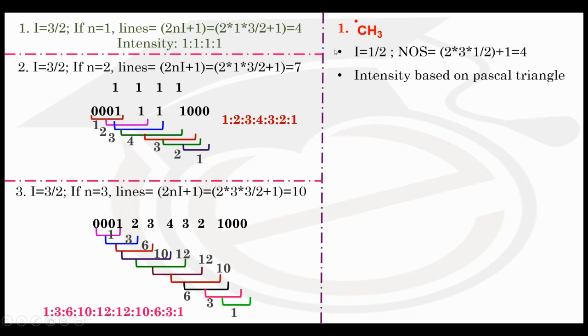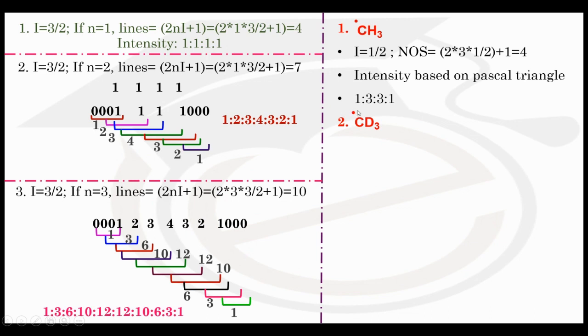Now we can find out the intensity ratio. Here I value is 1 by 2, that means the intensity is based on Pascal triangle. When the number of signals is 4, the ratio will be 1 is to 3 is to 3 is to 1.